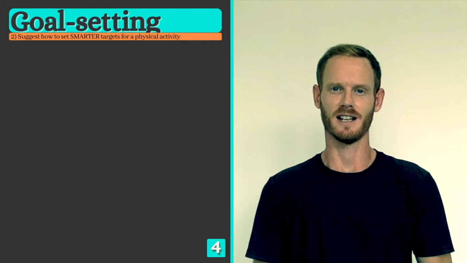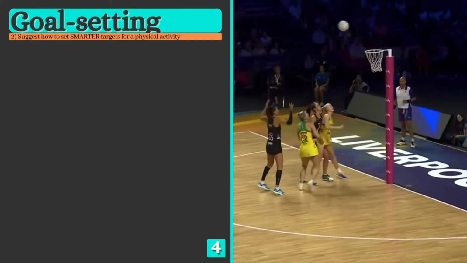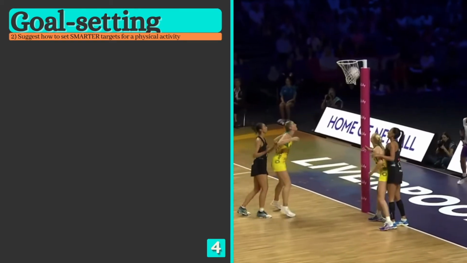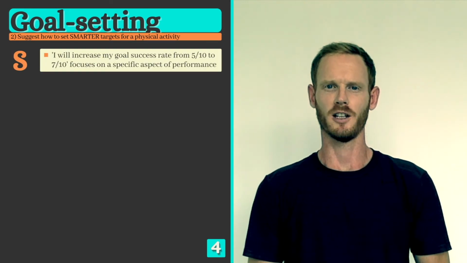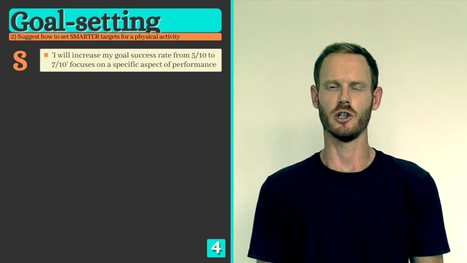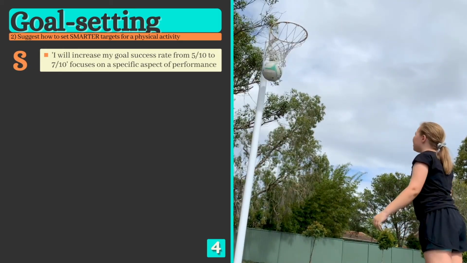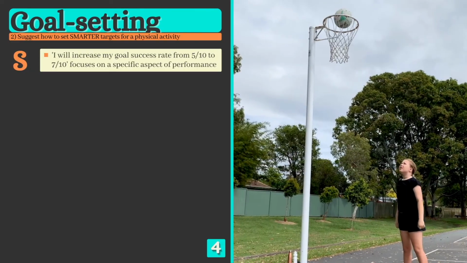Now we'll move on to our second learning objective, which requires you to set SMARTER targets that are specific to a physical activity. We've already touched on this with sprinting, but we'll look at an example for a goal shooter in netball to deepen our understanding. "I will improve my goal success rate from 5 out of 10 to 7 out of 10 by the end of June" is specific, as it focuses on one particular aspect of performance and shows exactly what the player is working towards.